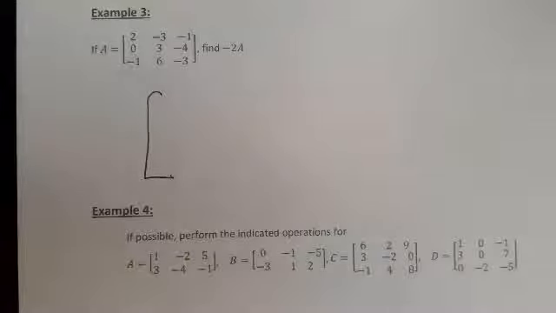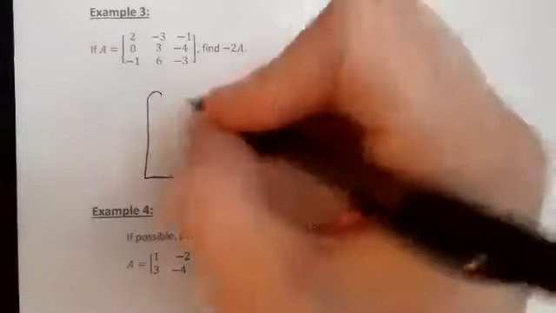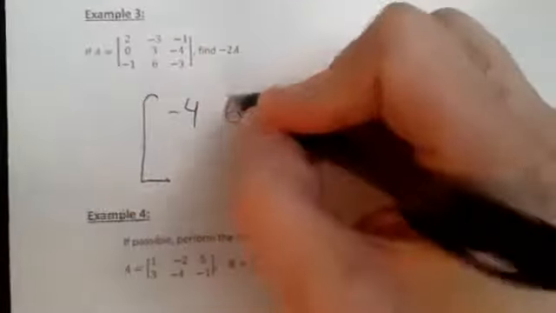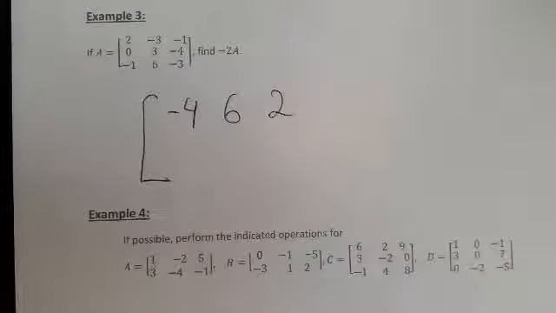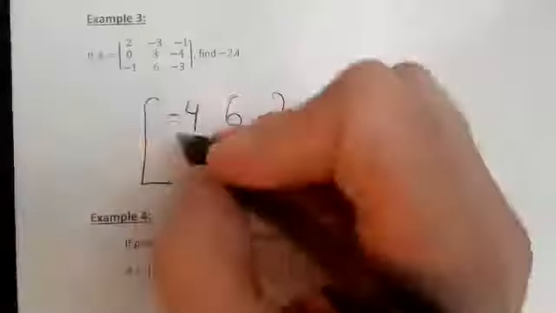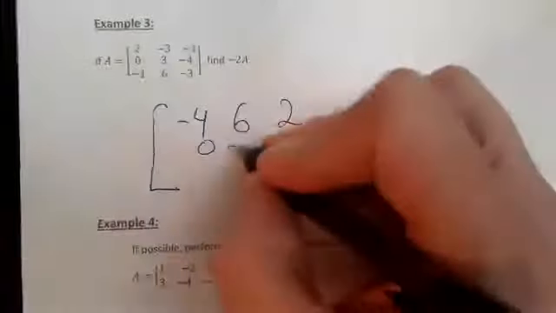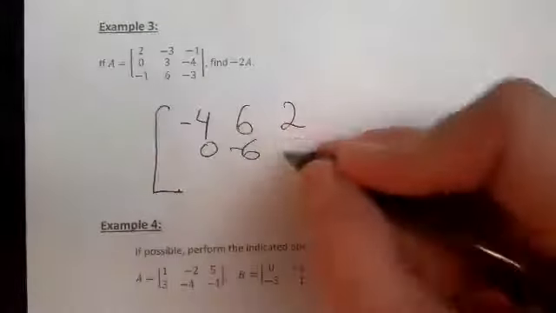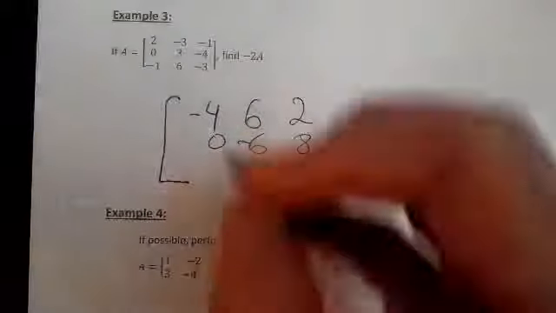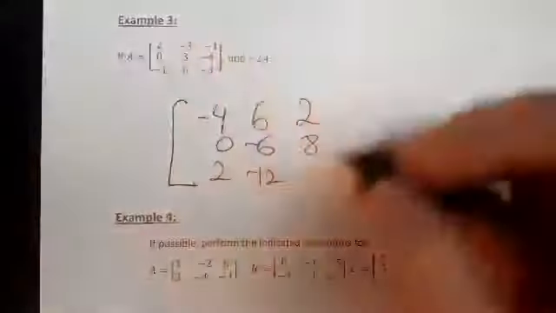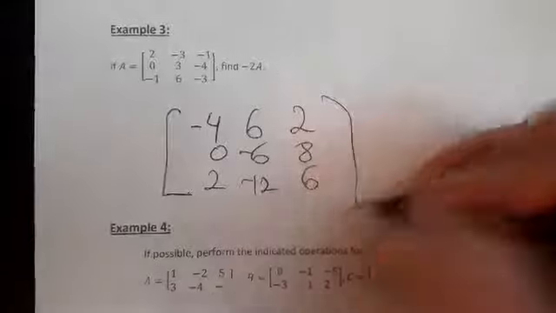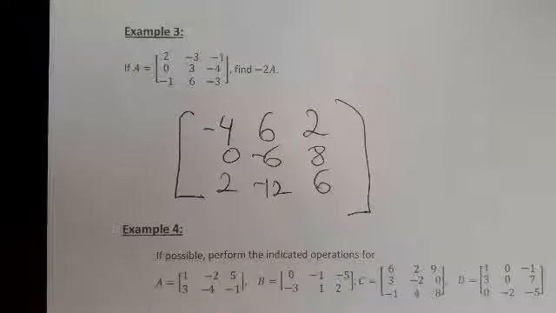I'm getting tired of drawing these big brackets. Okay. So if I do minus 2 times 2, that's going to give me minus 4. This is going to give me a positive 6. This is going to give me a positive 2. Minus 2 times 0 is going to give me 0. Minus 2 times 3 is a minus 6. Minus 2 times minus 4 is a positive 8. Minus 2 times minus 1 is a positive 2. Minus 2 times 6 is a minus 12. Minus 2 and minus 3 is positive 6. I believe that's what that's going to give.